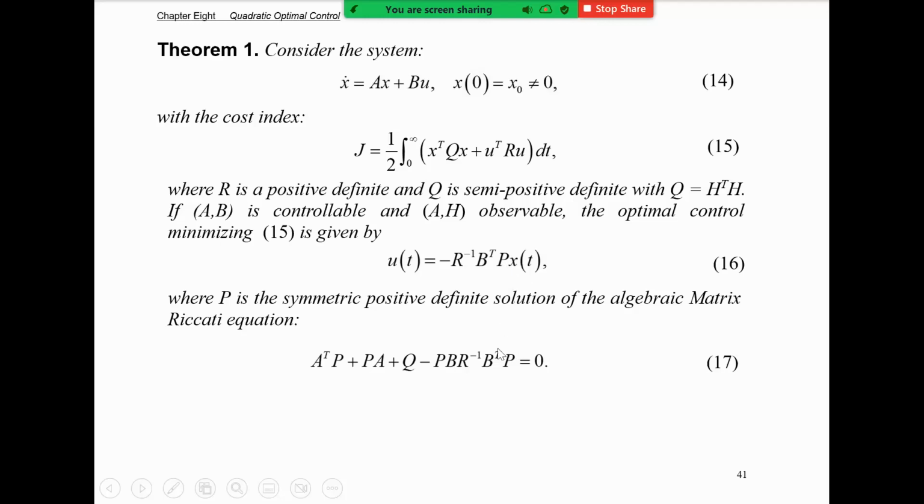But what is P? We say P is a symmetric positive definite matrix satisfying this algebraic Riccati equation.